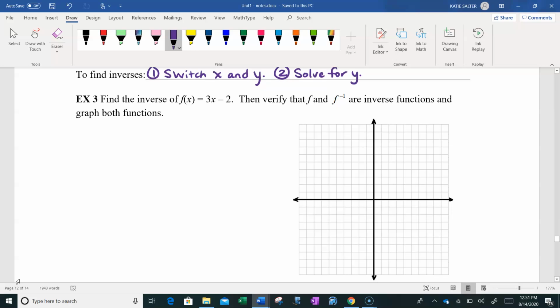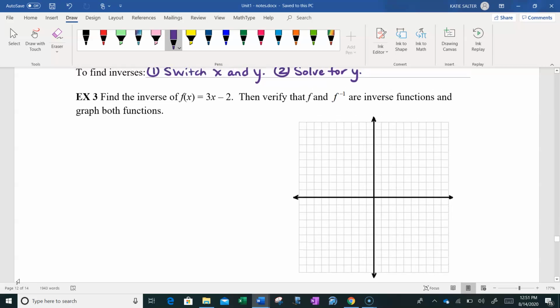Okay, so let's look at this first one. It says, find the inverse of f(x). Then verify that f and the inverse of f are inverse functions and graph both functions. Well, I'm actually going to start out by graphing this function. So we have the function f(x) = 3x - 2. So it has a y-intercept of -2 and a slope of 3 over 1. And it's just a little linear function.